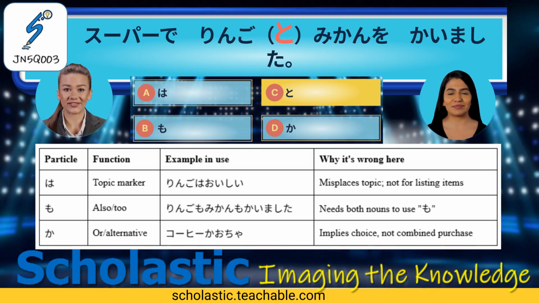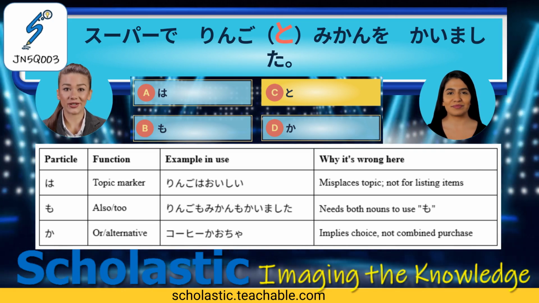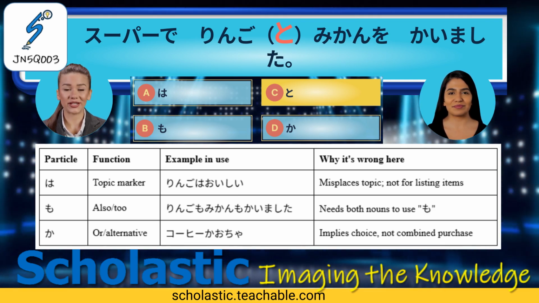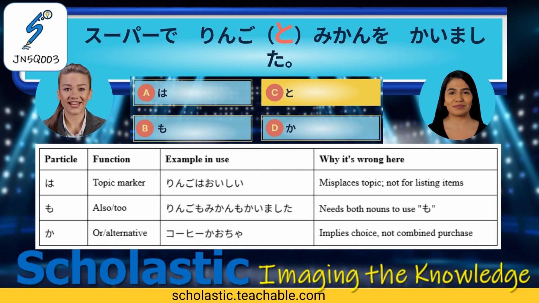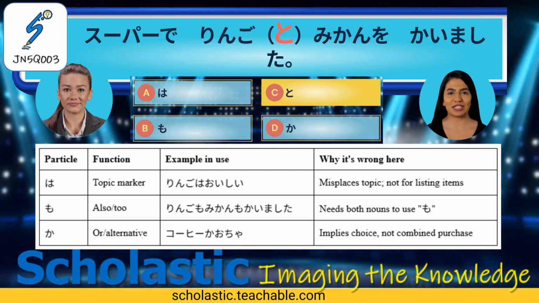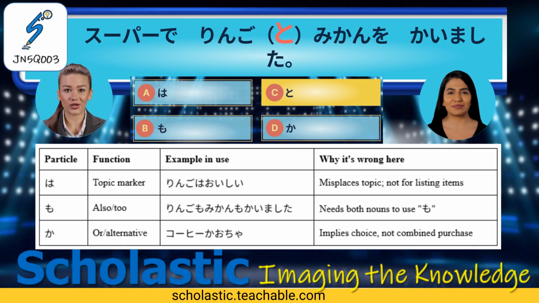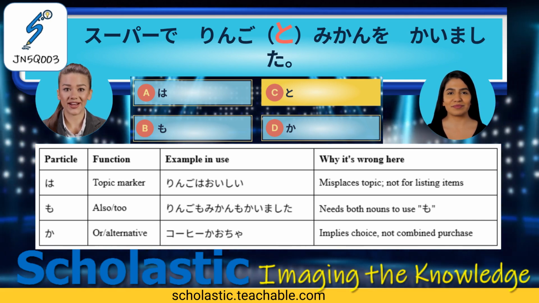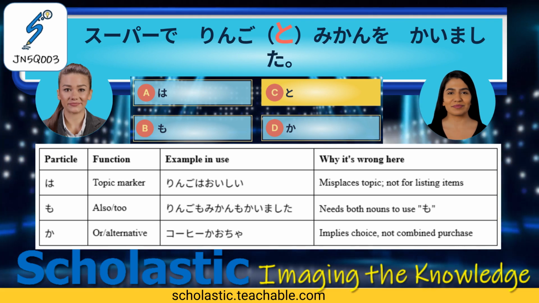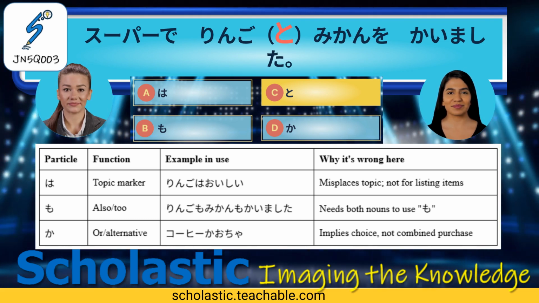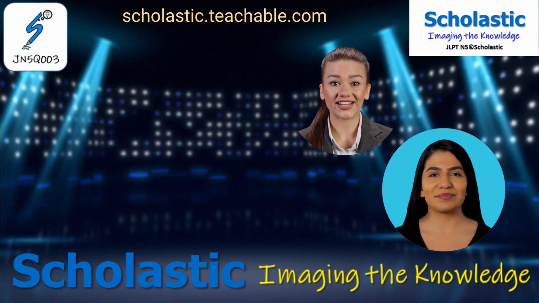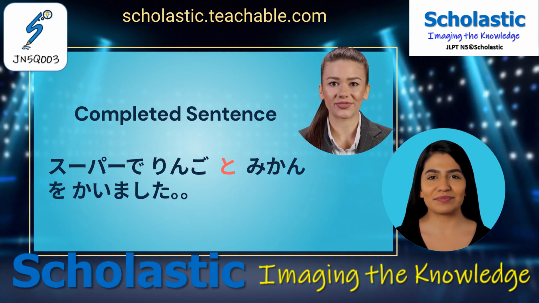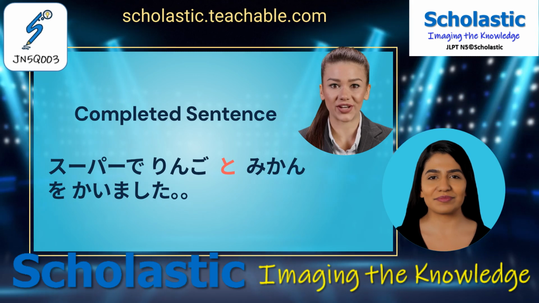with verbs or adjectives. The key point is that you are naming items specifically and exhaustively, meaning that only the items mentioned are being referred to. For example, in the sentence, リンゴとみかんを買いました。I bought apples and oranges, the use of と tells the listener that both apples and oranges were bought, and nothing else is implied. Hence the completed sentence is, スーパーでリンゴとみかんを買いました。I bought apples and oranges at the supermarket.